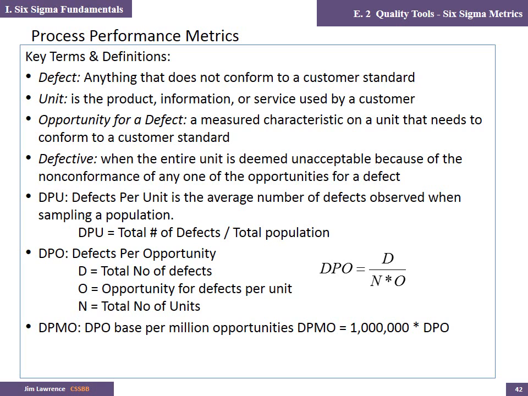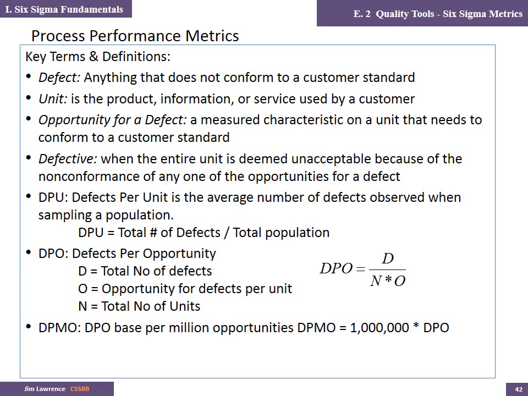We have defect, which is anything that does not conform to a customer standard. Unit is the product, information, or service used by a customer. An opportunity for a defect is a measured characteristic on a unit that needs to conform to a customer standard. A defective is when an entire unit is deemed unacceptable because of the nonconformance of any one opportunity for a defect. So a defective may have multiple defects.